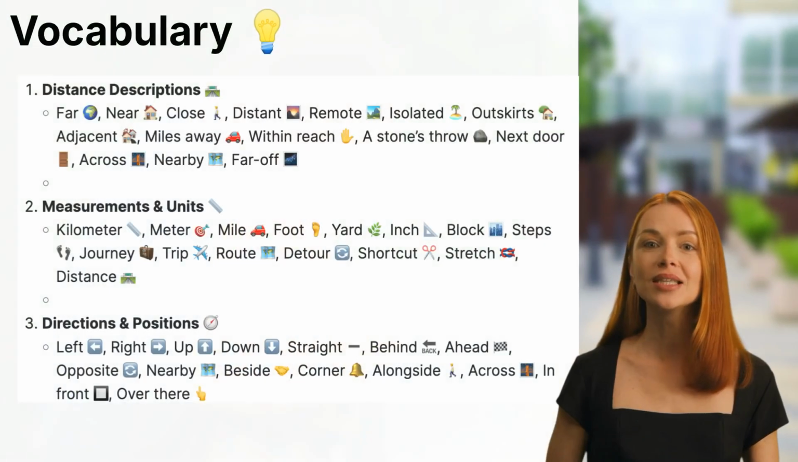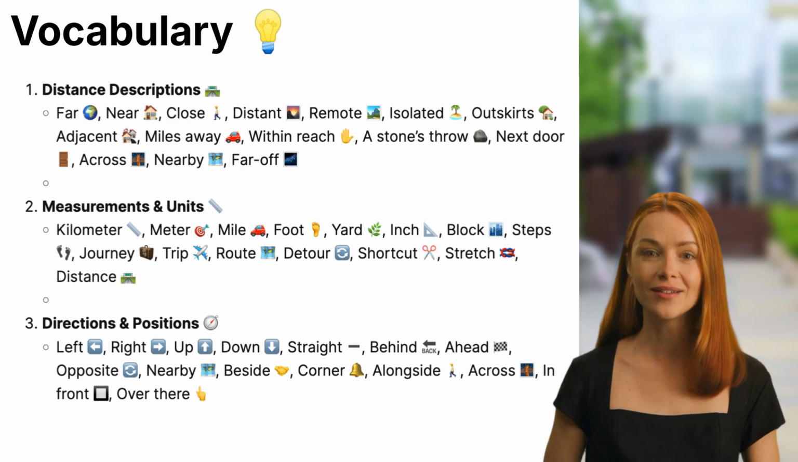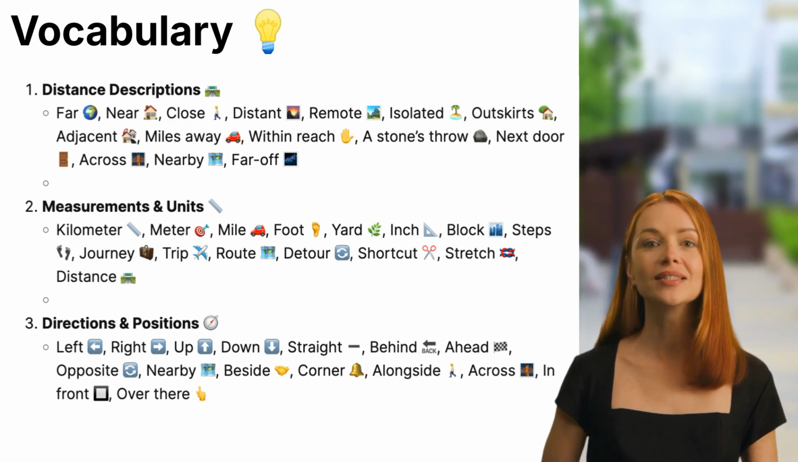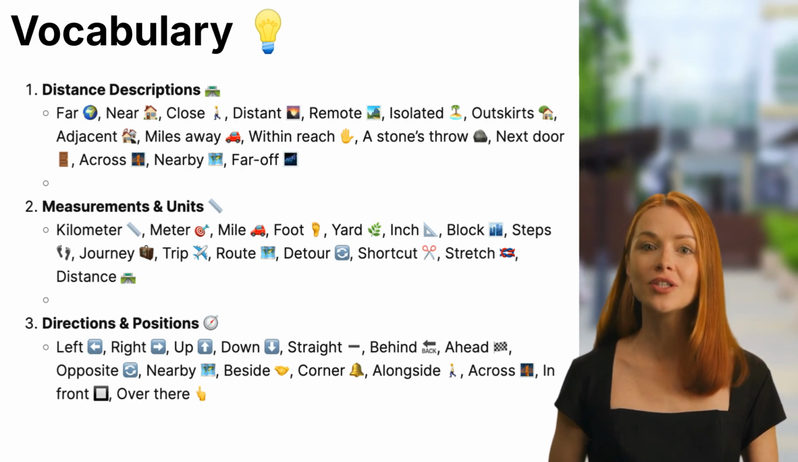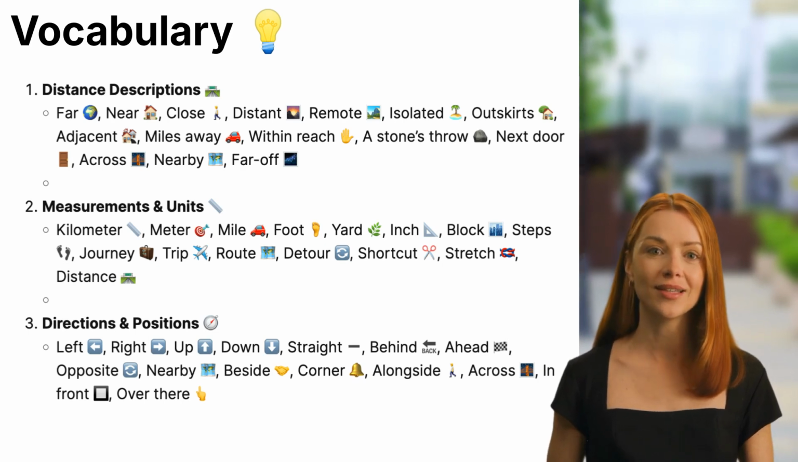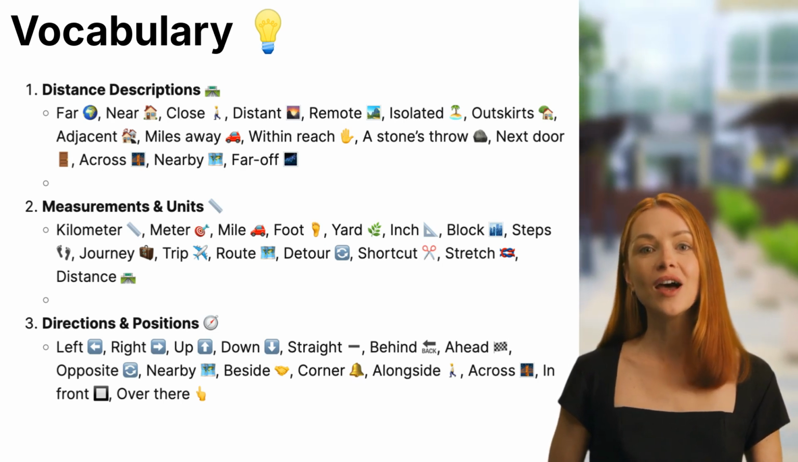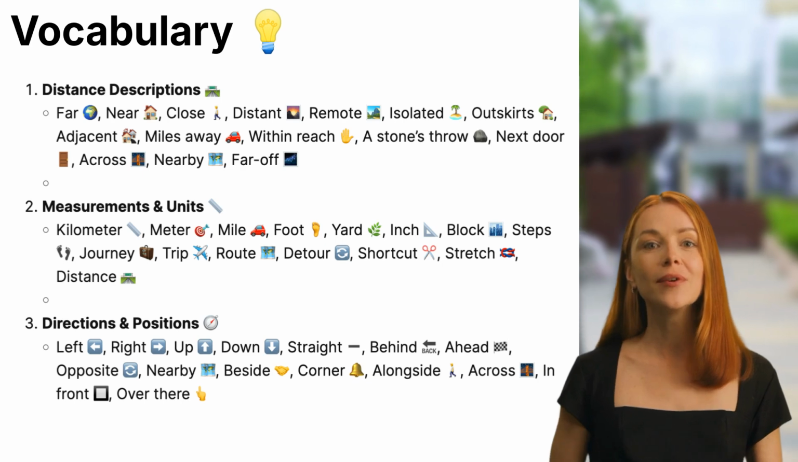Let's go over some essential vocabulary. 1. Distance descriptions. Far, something located a long distance away. Near, close in distance or position. Close, very short distance away. Distant, far away or remote. Remote, far from populated areas, hard to reach. Isolated, separated from other places or people.